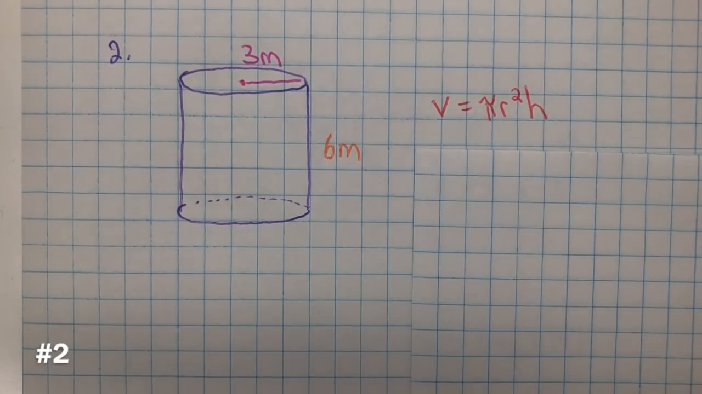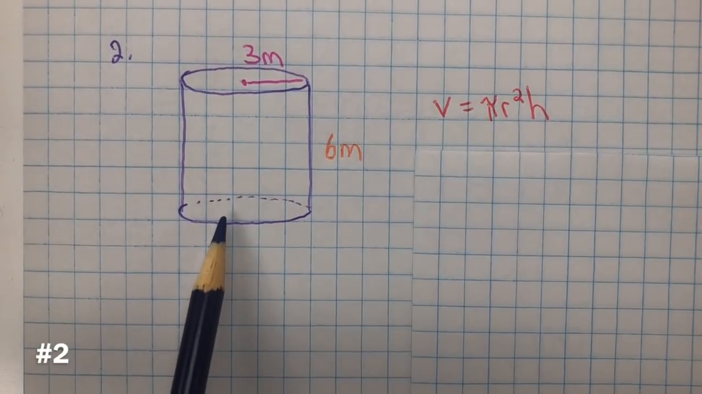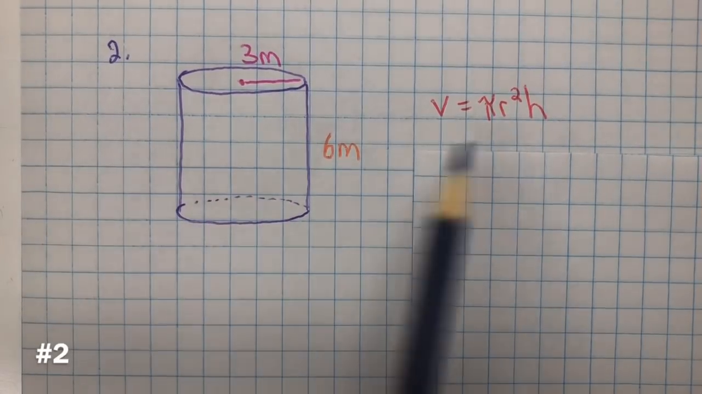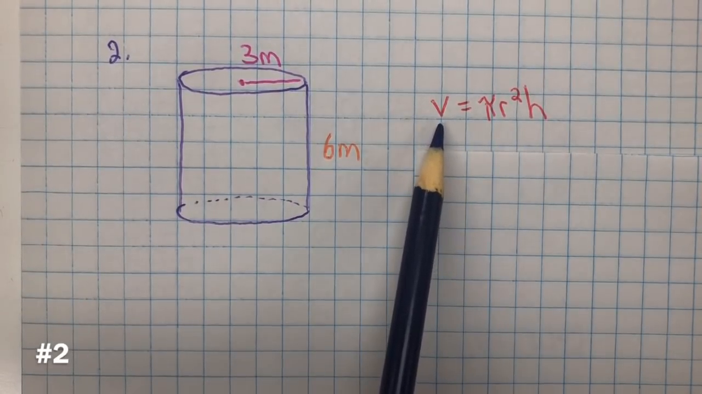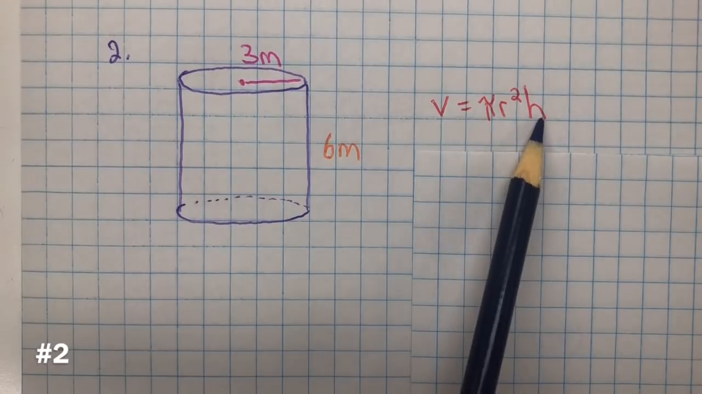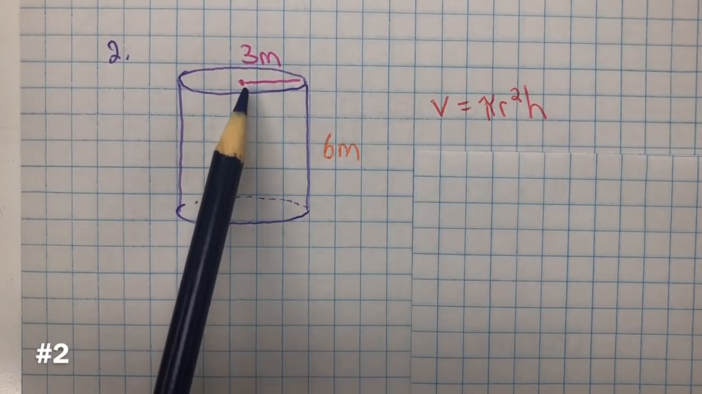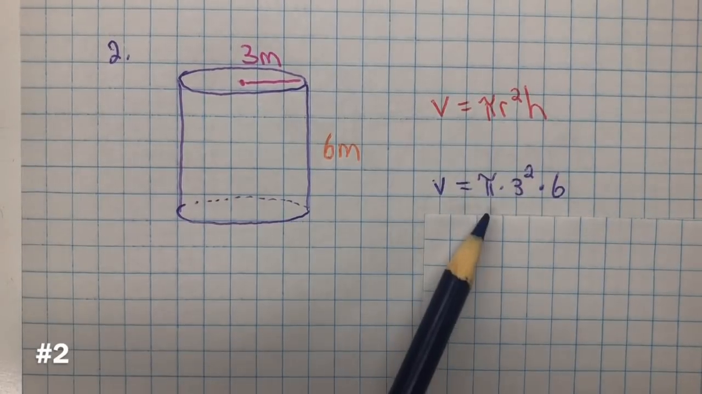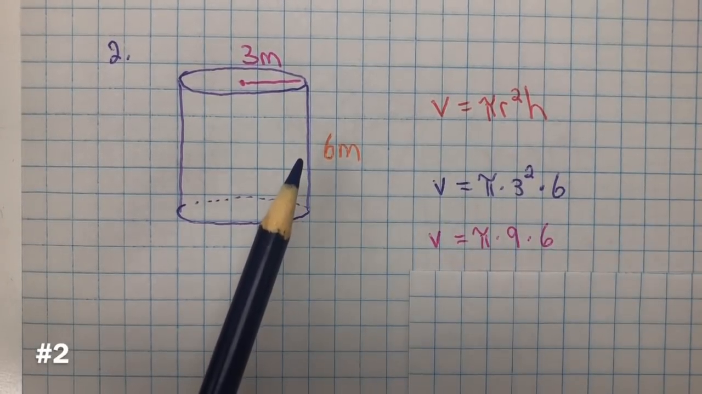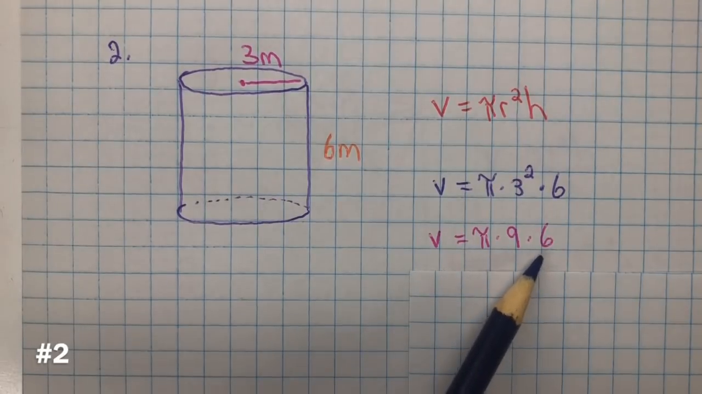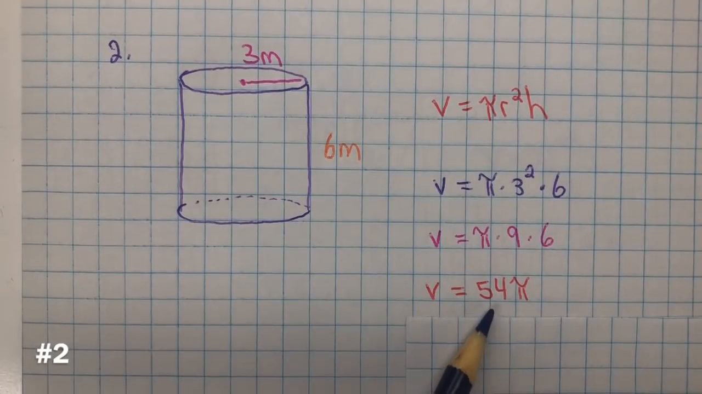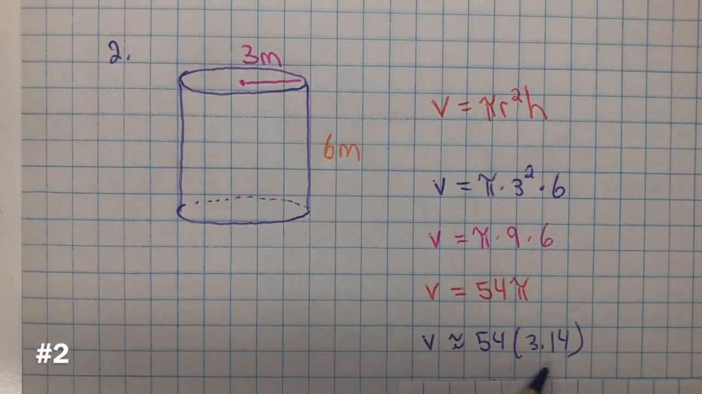For number 2, we need to find the volume of the cylinder. The formula for the volume of the cylinder is similar to the cone, but we're not dividing by 3. So veggie pies are too hot. R is the radius. Radius is given as 3. So now we have 3 squared. 3 squared equals 9. 9 times 6 is 54. Multiply 54 by 3.14, approximation of pi.